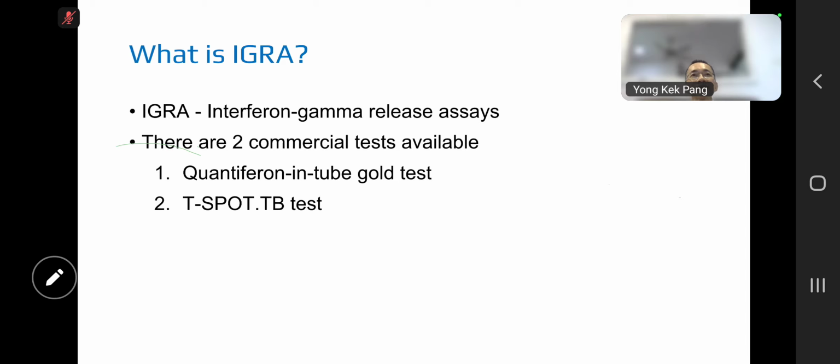The next question is, what is IGRA? IGRA stands for interferon gamma release assay, right? There are two commercial tests available. One is the QuantiFERON in-tube GO test. The other one is the T-SPOT.TB test.